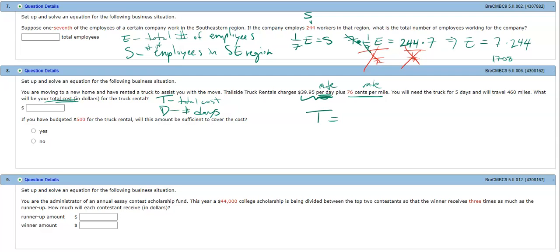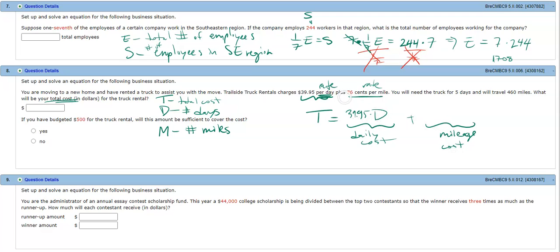And then we could also say m can be the number of miles. To get the total cost, it will be the daily cost plus the mileage cost. For the daily cost, it's the cost per day times the number of days, so $39.95 times the number of days, which is D. So $39.95D will be the daily cost, because it's the rate times the number of days.